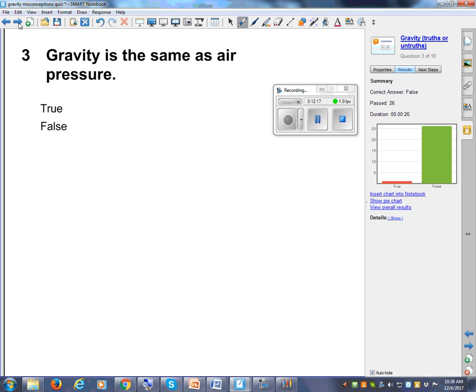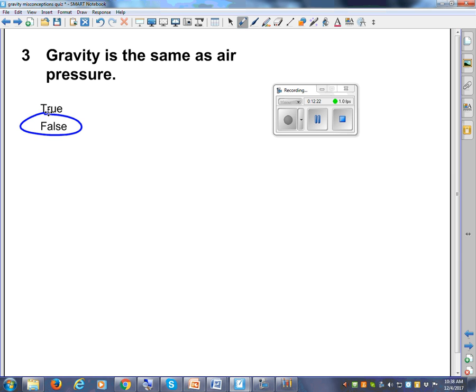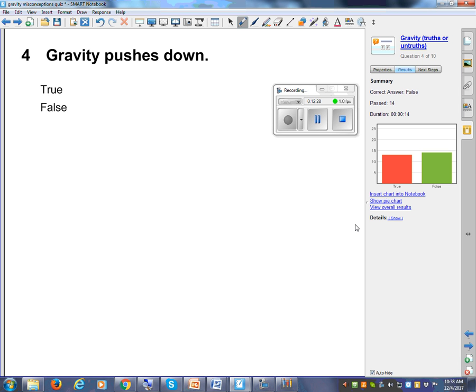Gravity is the same as air pressure. Yay! Almost everyone got it right. That, of course, is false. It has nothing to do with that. That's just sort of made up. Gravity pushes down. Well, it's false because gravity pulls down. Little English trick there. Apologies to the international students.